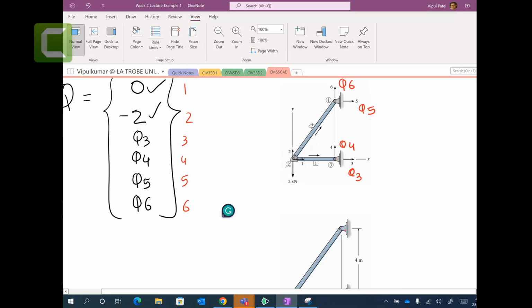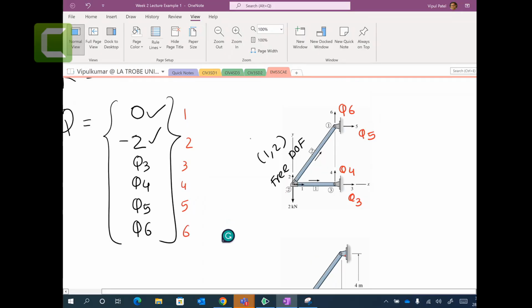And these are free degrees of freedom. Which ones? 1 and 2. So 1 and 2 are free degrees of freedom. So they will be known forces, meaning it would be either 0 or it has some value. Okay, so when you have free degrees of freedom, I hope you know how to find the free degrees of freedom and fixed degrees of freedom.